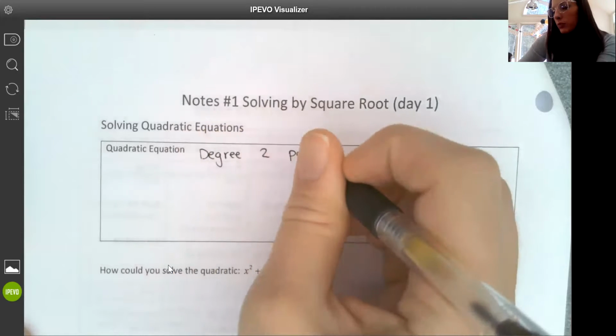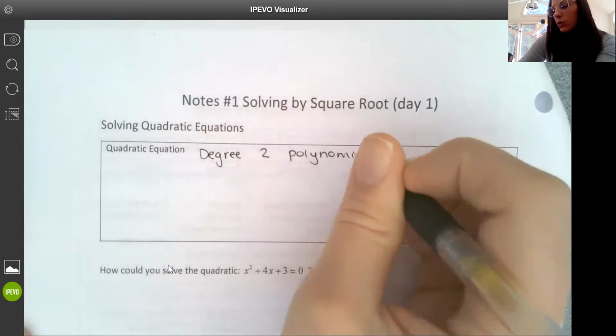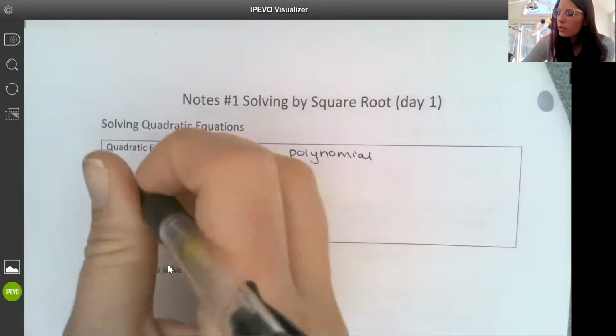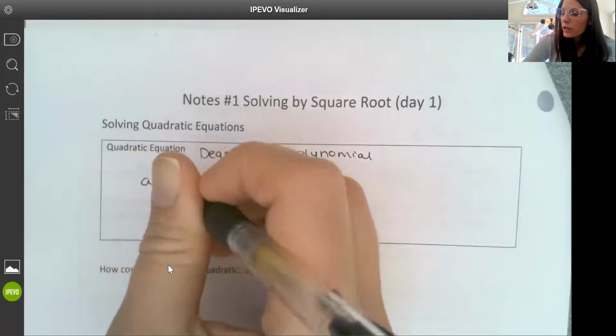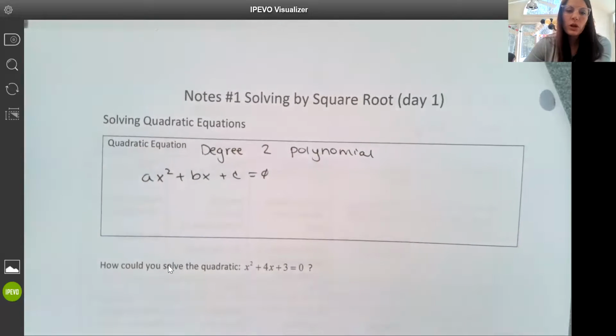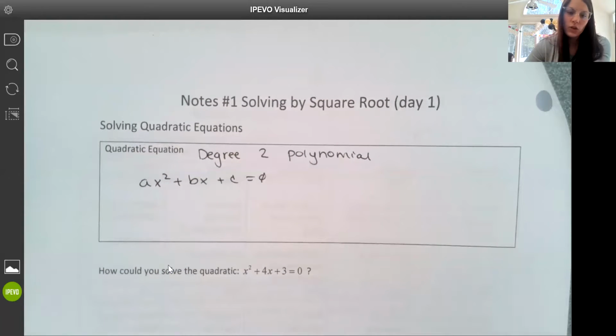2 polynomial. And we have worked with lots of quadratics that are in what's called standard form and look like this: ax squared plus bx plus c equals 0. Those are the type of quadratics we have so far been solving and solving by factoring.